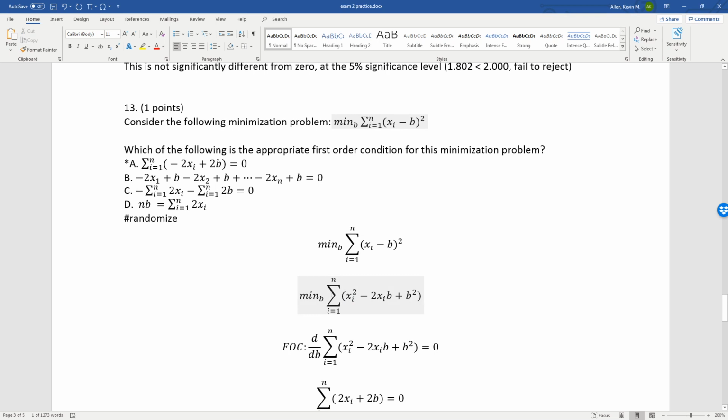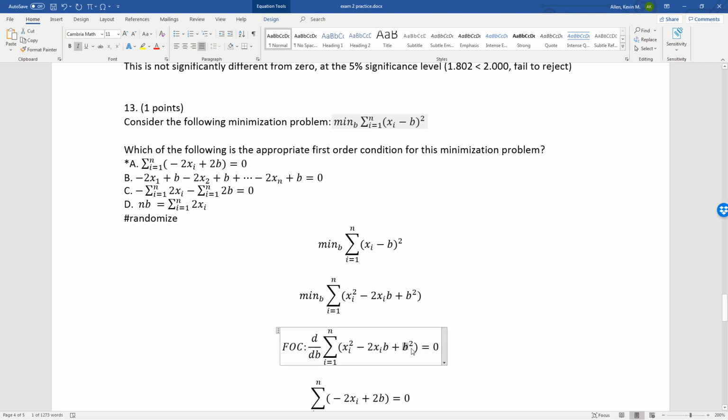Then the first order condition, because we have a minimization problem: take the derivative of this and set it equal to 0. Derivative with respect to b. So xi squared is not affected by b, so it becomes 0 when you take this derivative. This part, negative 2xib, well, the derivative of b with respect to b is 1. So this will end up being negative 2xi.